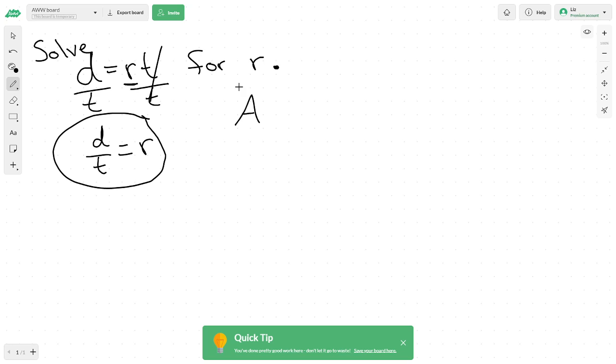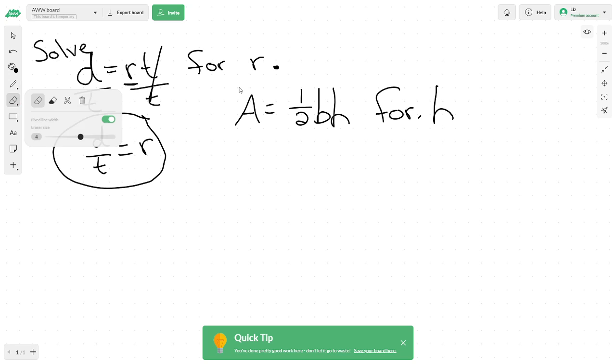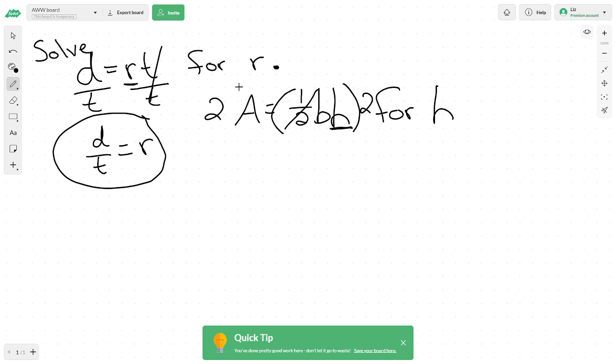What about if I had area equals 1/2 base times height, and I need to solve for height. Well, there's my height. I have 1/2 and the base being multiplied to it. So 1/2, in order to get rid of that, that's like dividing by 2, so I'm going to multiply by 2. So I get rid of the 1/2 and I get rid of the 2. So I have 2a equals bh.